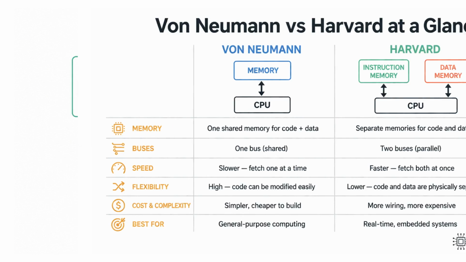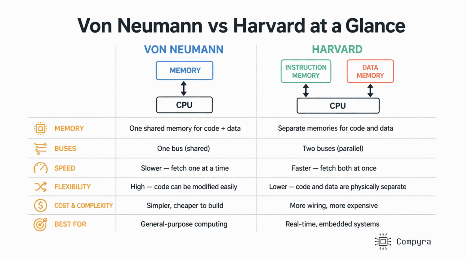Let's find out. Let's put them side by side so the differences really click. Memory. Von Neumann uses one shared memory for both code and data. Harvard splits them into two separate memories. Buses. Von Neumann has a single shared bus, which means everything travels on the same road. Harvard has two parallel buses, so instructions and data move independently. Speed.